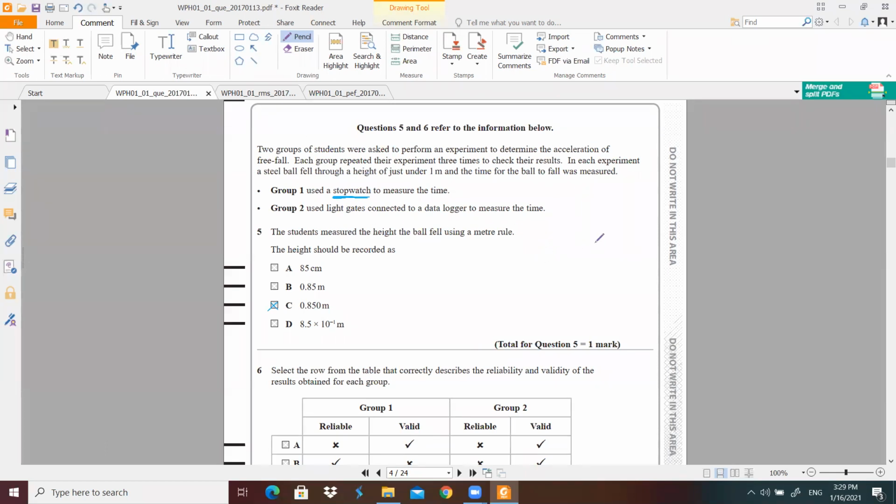If you take, let's say, 3 values for stopwatch, 0.51, 0.52, 0.53, and you find out the average, you'd see the mean would be 0.52. And what if the actual value is also 0.52? So is this result not valid? Of course it is. As long as it's close to the real value, it is a valid measurement. But is it very reliable? No, because the value keeps on fluctuating.